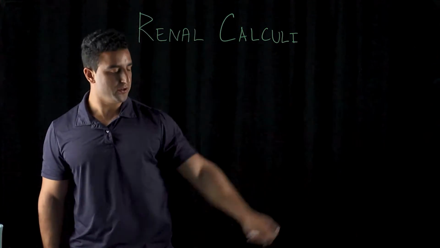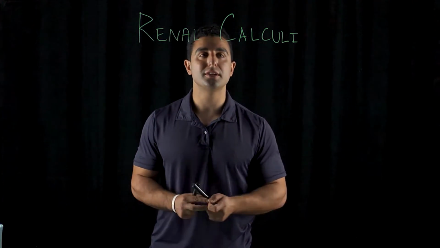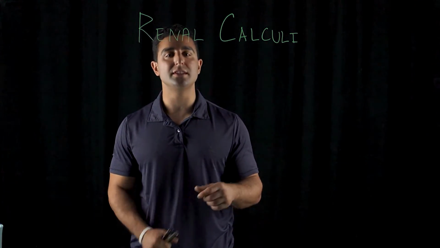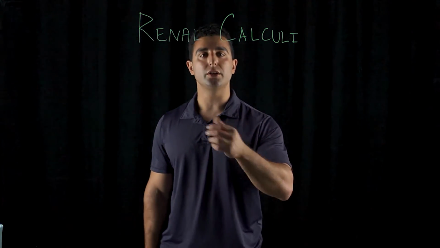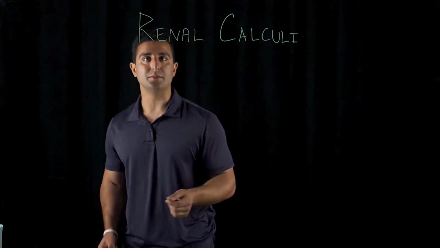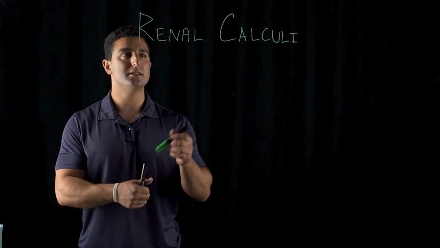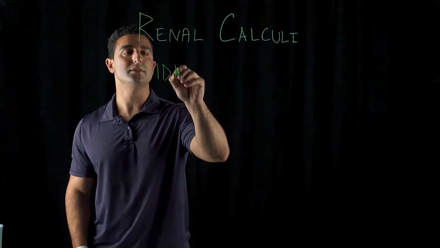All right, now we're going to talk about renal calculi. What's another name for renal calculi? Kidney stones. Have you ever heard the word kidney stone? This is due to some kind of abnormal crystallization of calcium buildup in the ureter in the renal system. So another name for renal calculi we can say is kidney stones.